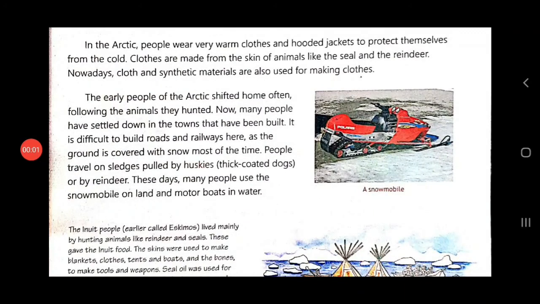These days, many people use the snowmobile on land and motorboats in water. Now, what are the other options, children, for traveling available over here? A snowmobile on land, that you can see in the picture. Many people use that also, and people also opt for motorboats in water.